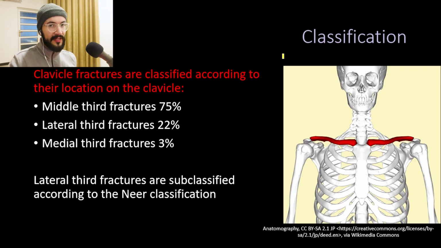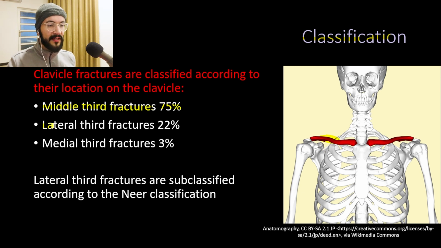Now let's talk about the classification of clavicle fractures. Clavicle fractures are classified according to their location on the clavicle. So we have the middle third fractures, which account for about 75% of all clavicle fractures. The middle third fractures are fractures that involve the middle third of the clavicle, as you can see in this picture.